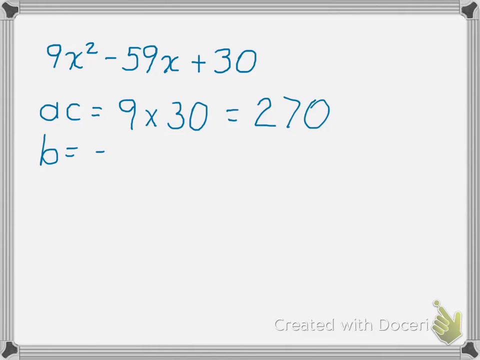So let's write that down. This is our B. And we want to find numbers that multiply to give 270 and at the same time add to give minus 59. Well, this is the approach that I use for this first step if the numbers are large like that.